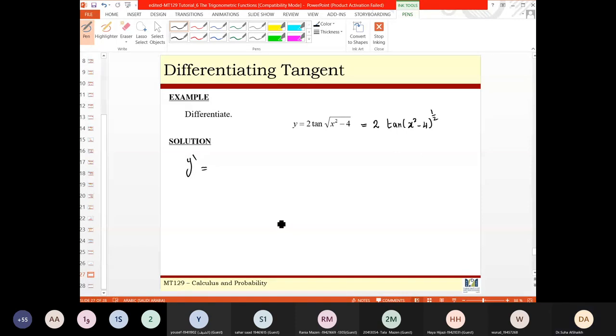Now, notice الهاف هذه it's على التان ولا بس على الانجل الزاوية؟ This half is على ايش؟ على الانجل، صح؟ التان ما عليها power. So I have to differentiate it as usual. What's the derivative of the tan? It is sec square of the angle, which is x squared minus 4 to the power half. But I have to multiply with the derivative of x squared minus 4 to a power half.